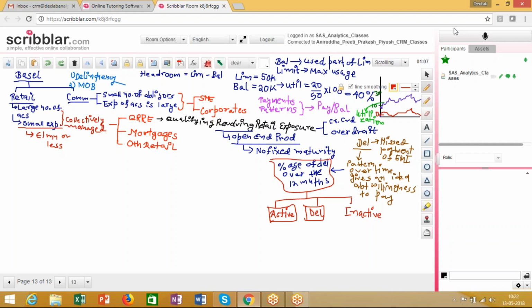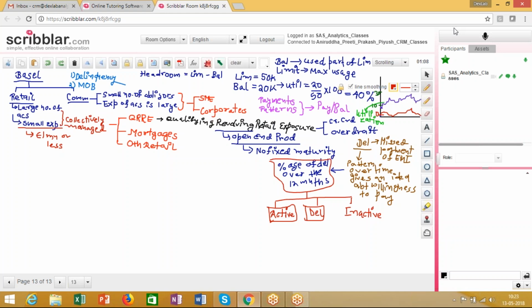Given that these accounts have been on the books of the bank for a sufficiently long time, the chances of these borrowers defaulting become lower. Hence we say that these accounts are seasoned. Therefore, we see that once the account becomes seasoned, the portfolio bad rate falls.